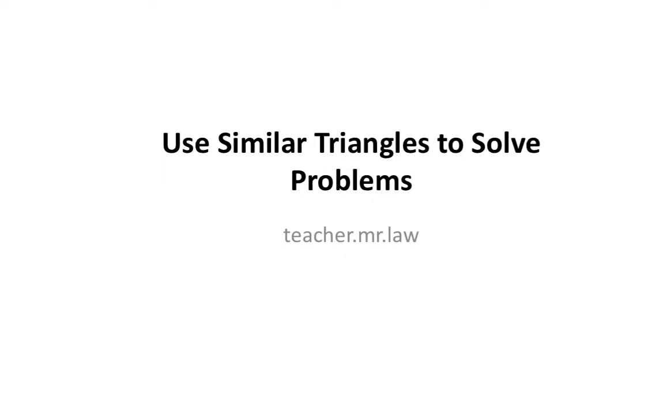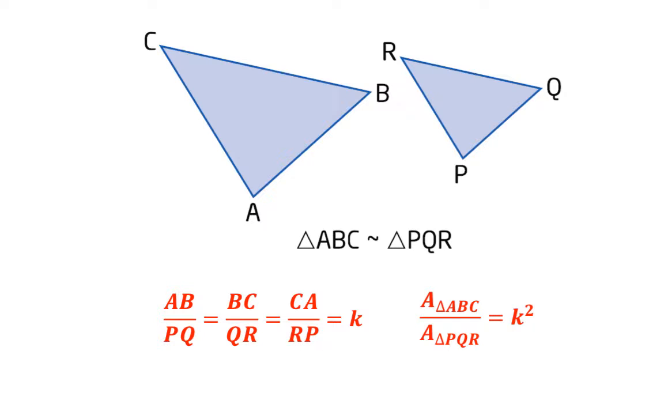In today's lesson, we'll be learning how to use similar triangles to solve problems. As you can see, we have a triangle ABC and triangle PQR. We know that they are similar because of this symbol. This is called a tilde or just a squiggle.